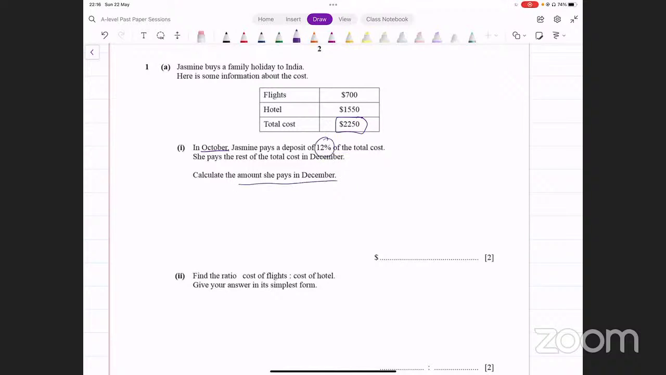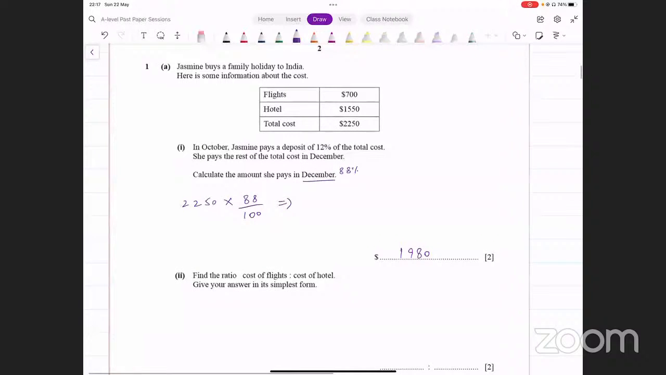Okay. Agar 12% usne October mein pay kiya, what is she going to pay in December? She's going to pay the rest. 100% में से आप 12% minus कर दें, तो December में कितना उसने pay करना होगा? 88%. So essentially all we have to do here is we have to calculate 88% of 2250. So let's do that. 2250 multiplied by 88 over 100, or you could just multiply this by 0.88. That's the same thing. आप calculator पे कर लेंगे. 2250 into 0.88. That gives me $1,980, and that's what your final result here should have been. Let's move on to the next part.